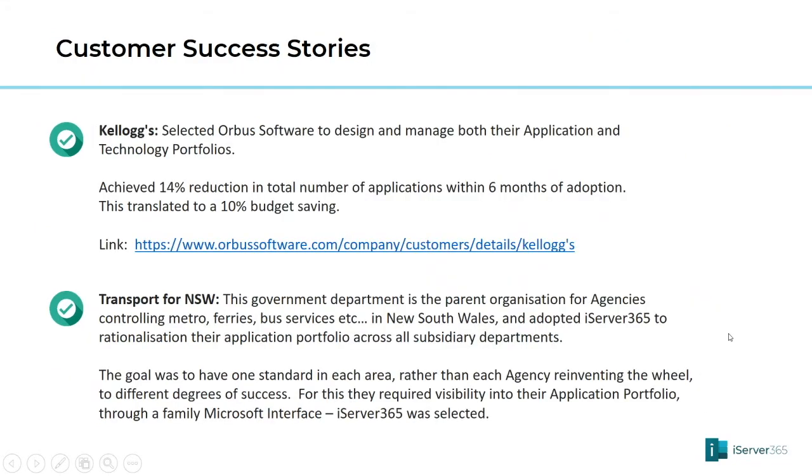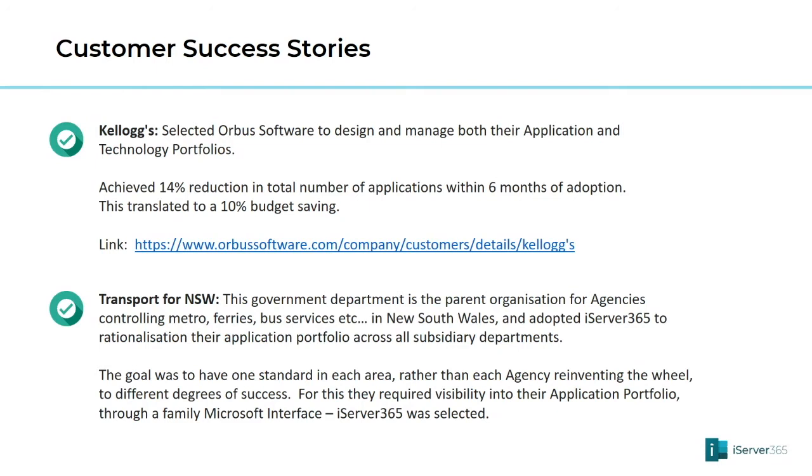Now, a few examples of organizations that we currently work with who have been able to tangibly achieve these sorts of things. Kellogg's, we've now been working with for some time. They were kind enough to provide us with a written case study to say that they tangibly achieved a 14% reduction in total number of applications just within 6 months of adopting our platform. This translated into a 10% budget saving, vastly proving the return on investment for the initial software cost.